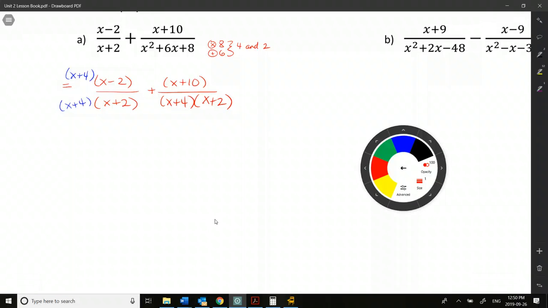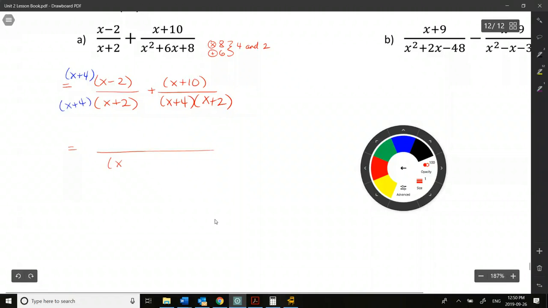Okay, now do they have the same thing on the denominators? They do, yep. So we're going to merge this into one fraction. The fraction rule is that we keep the denominator and we add the numerators. So we're going to have (x plus 4)(x minus 2), plus x plus 10, all in one fraction now.